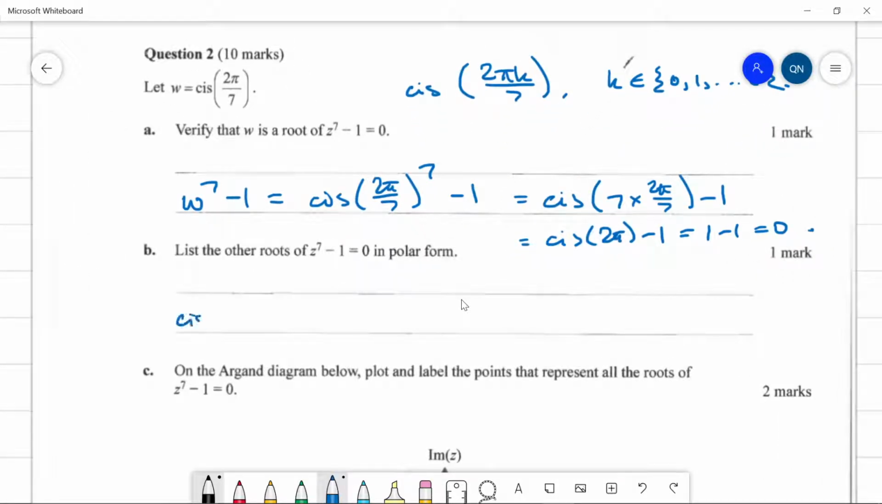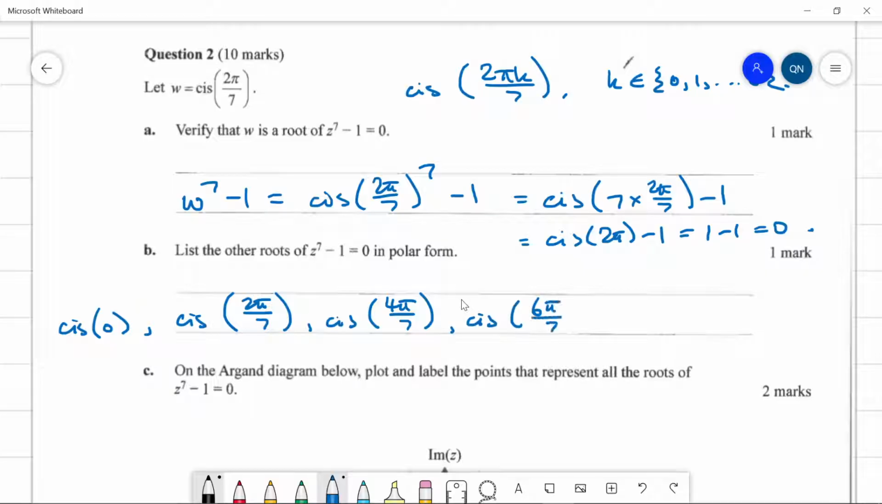So yeah, I guess it's cis of 2 pi on 7, that's the first root. Cis of 4 pi on 7. Actually, technically the first one is cis of 0. And then we have cis of 6 pi on 7. So this is k equals 3. k equals 4 would give us cis of 8 pi on 7. k equals 5 would give us cis of 10 pi on 7. And then finally we have cis of 12 pi on 7.